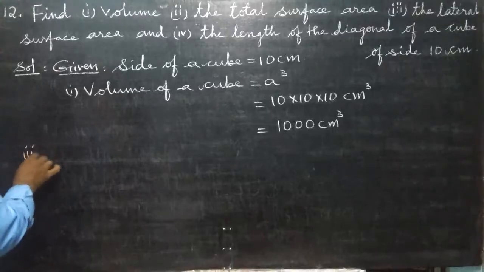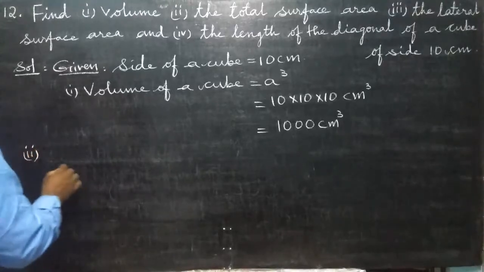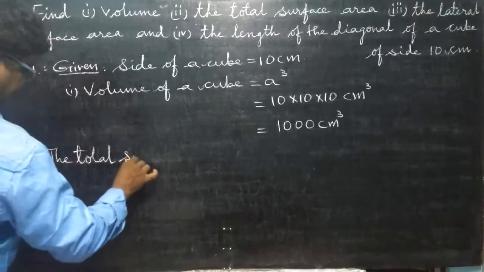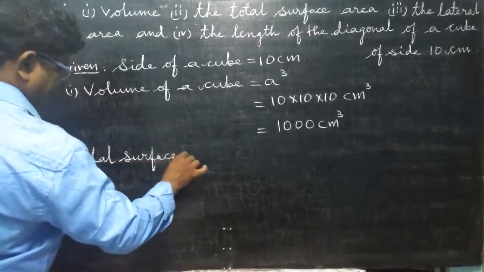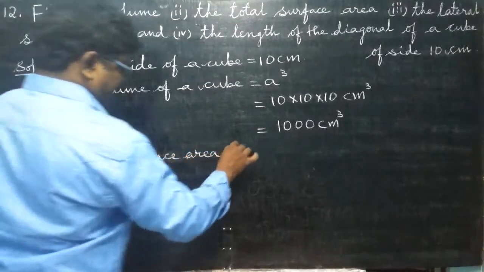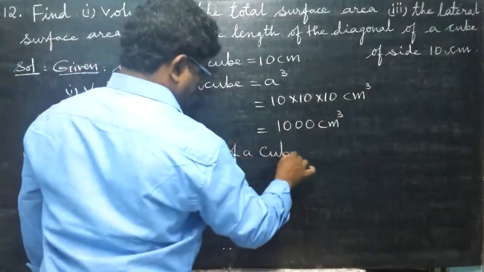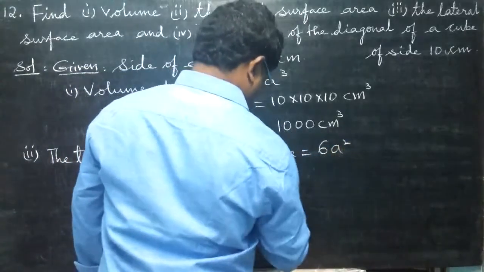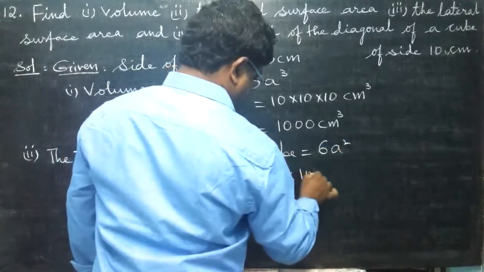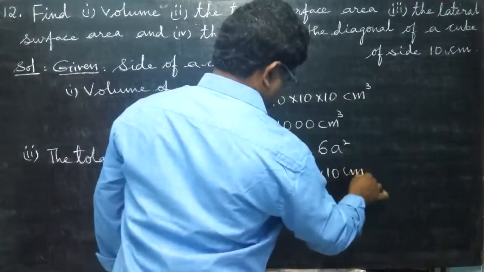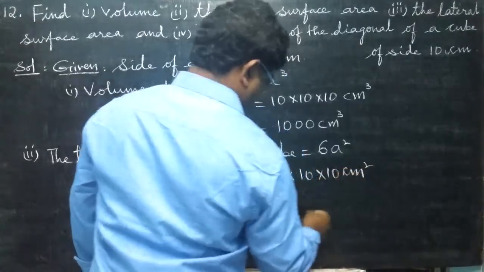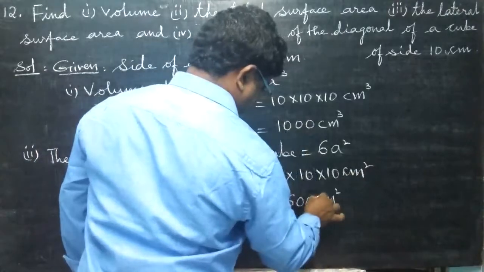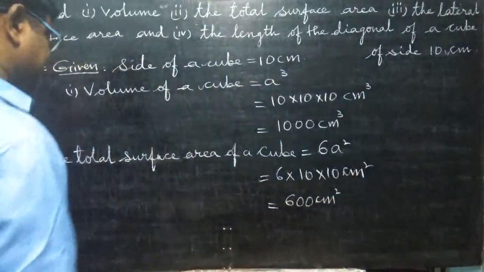Second, they are asking to find the total surface area. The total surface area of a cube. Formula is 6a square. That is equal to 6 into 10 into 10 centimeter square. So 600 centimeter square. 10 tens are 100, 100 sixes are 600.